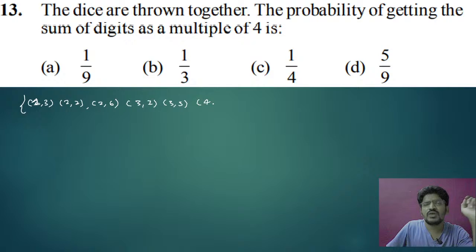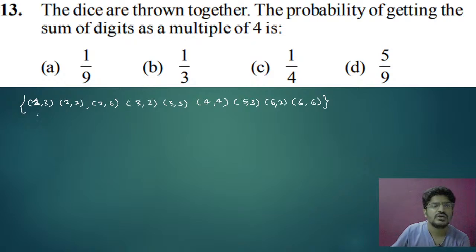Next 4,1, 4,2, 4,3, 4,4 will be multiples of 4. 4,5 is not a multiple of 4. 4,6 is not a multiple of 4. You can take 5,3, 5,4, 5,5; 5,6 is not a multiple. Now you can take 6,2. 6,3 is not possible. 6,6 is possible. Okay. So these are the number of sample spaces. These are the number of favorable cases, not sample spaces, favorable cases.